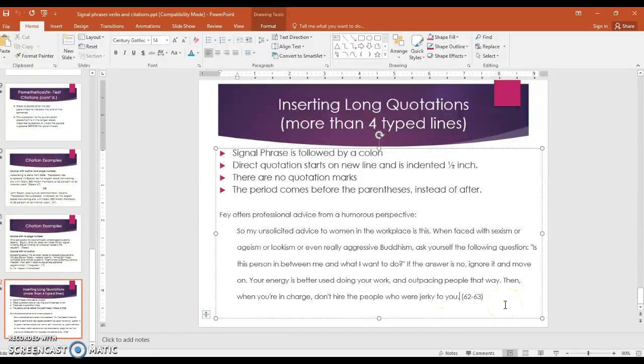So like I said, MLA can be very tedious, but it's all about just looking at your handbook, looking at the rules, or even rewatching this video.